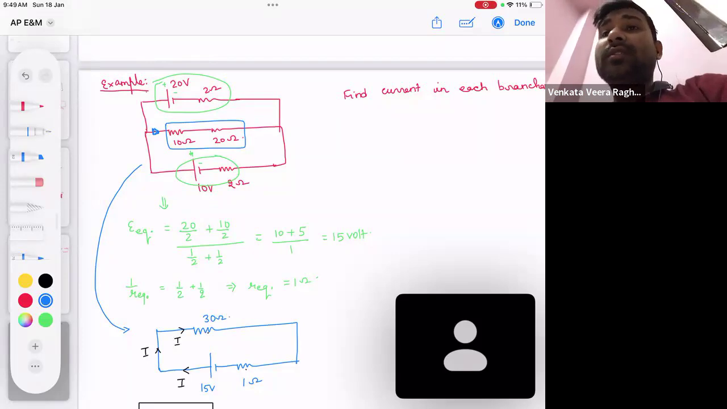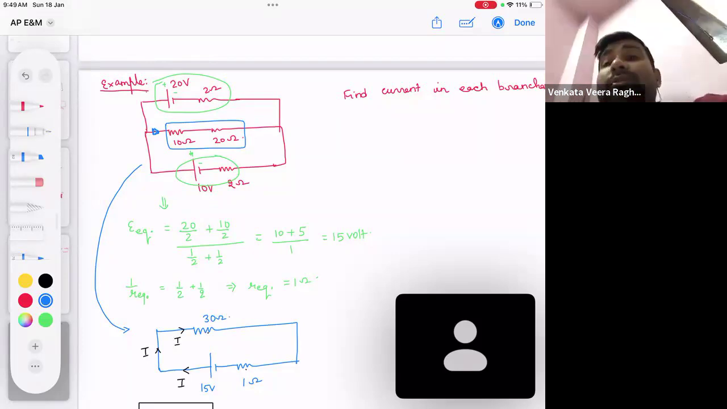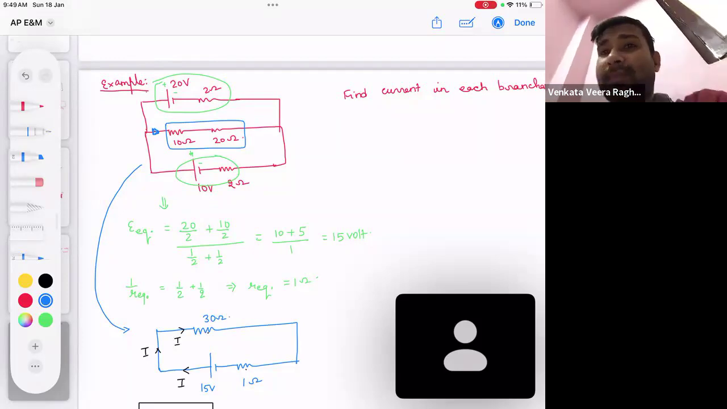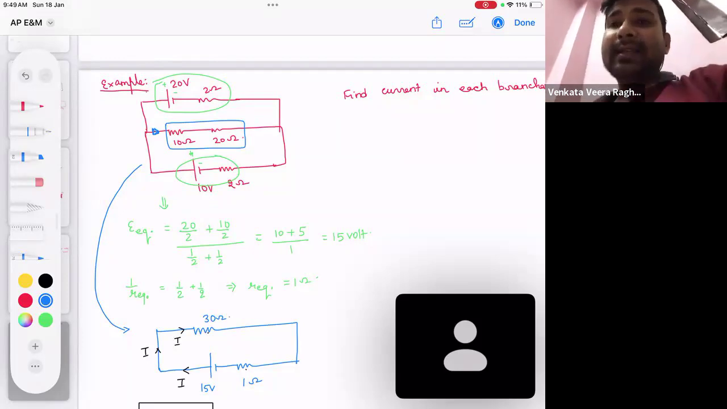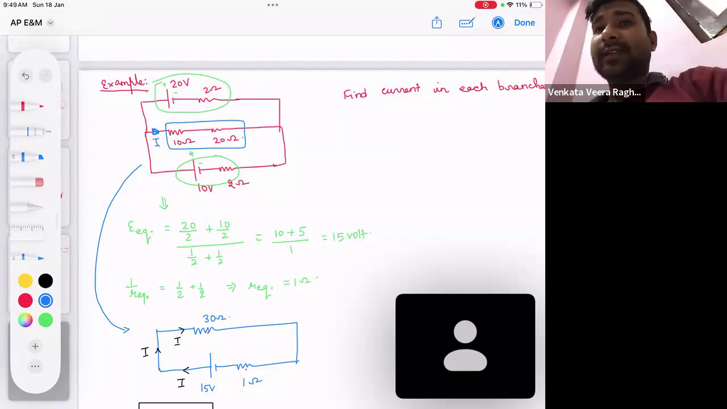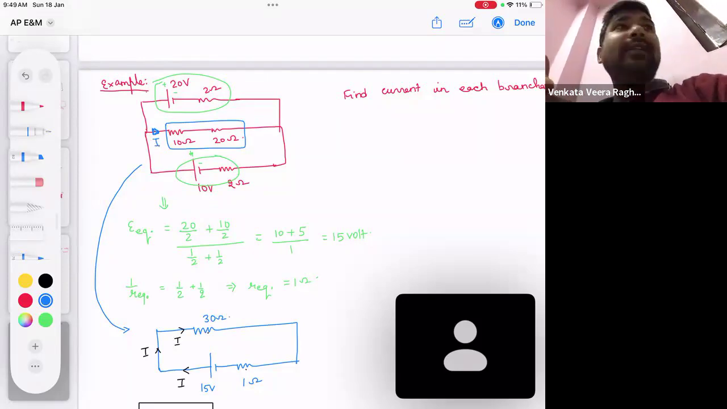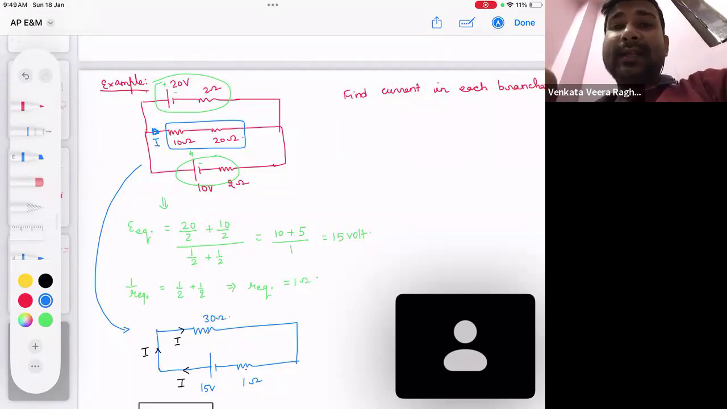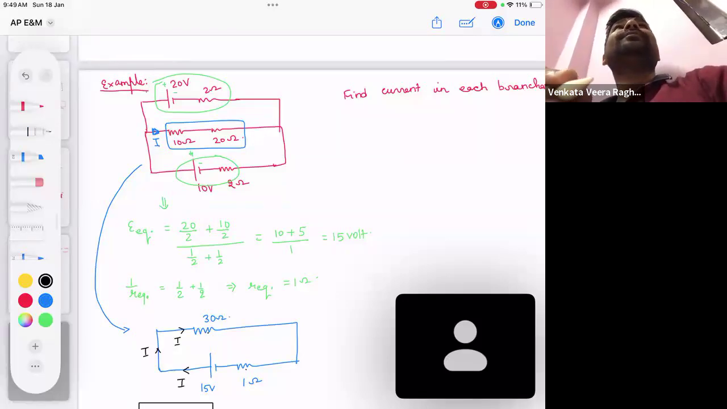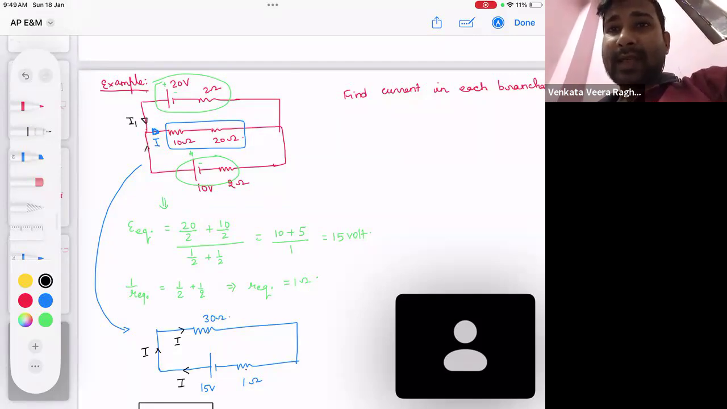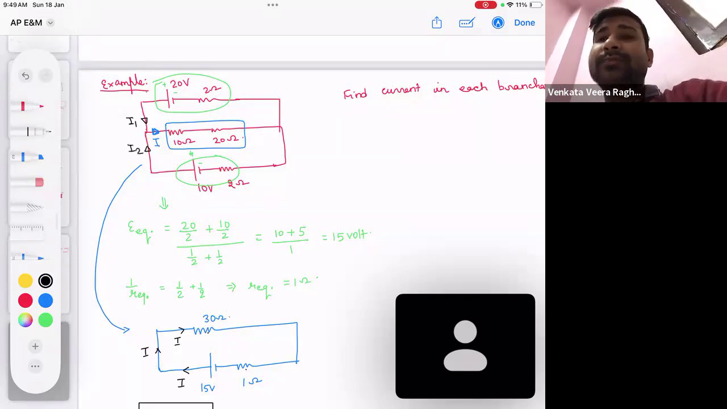And not through the 10 volt battery and 20 volt battery. The current I got here, 15 by 31, is this current. But these two branches will have different current, na? And these two branches will have current how much? So that current, if I want to calculate, can I say this current is something I1 and this current is something I2?